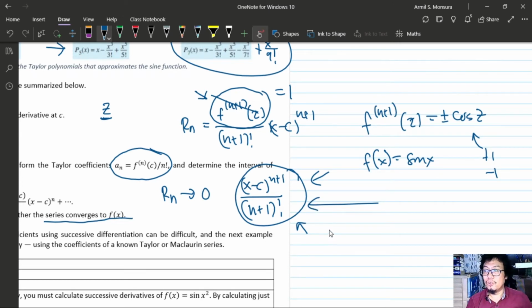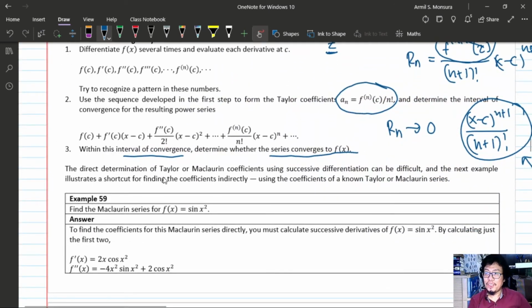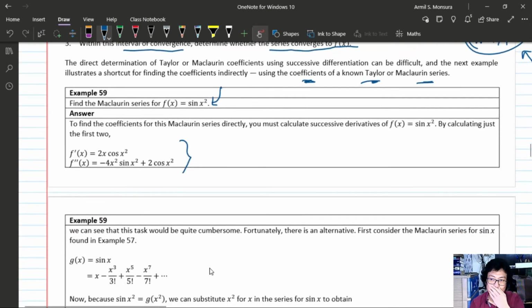The direct determination of Taylor or Maclaurin coefficients using successive differentiation can be difficult. The next example illustrates a shortcut for finding the coefficients indirectly, starting from the coefficients of a known Taylor or Maclaurin series. Say, for example, we would like to find the Maclaurin series for sine x squared. If you do successive differentiation, you would have something like that, which is really cumbersome.